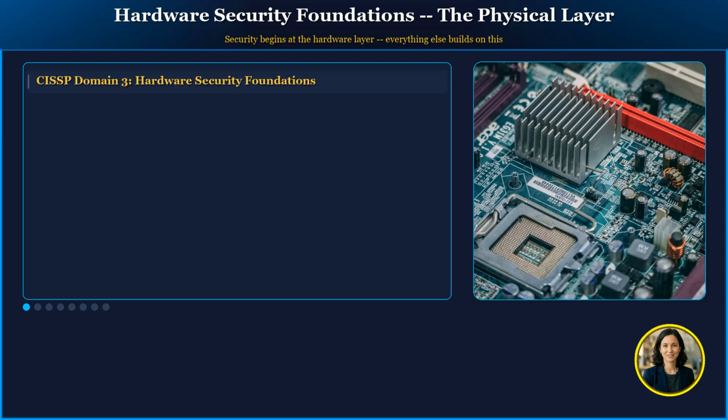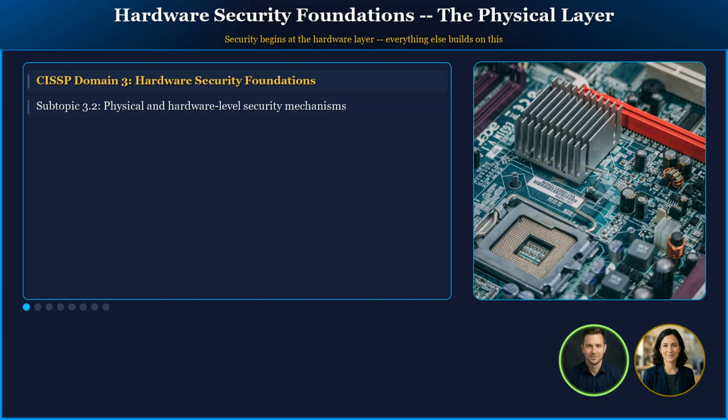Every security model we covered in episode 3.2 ultimately relies on hardware to enforce its rules. The CPU protection rings are what make kernel mode versus user mode separation physically real. The trusted platform module is what makes cryptographic key storage genuinely secure. Hardware security is the bedrock.